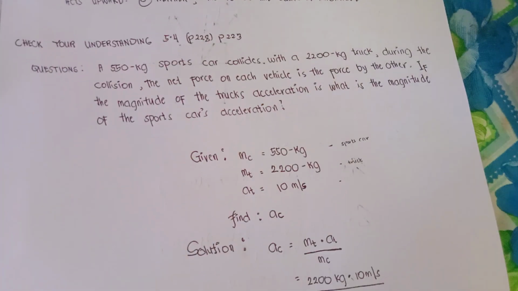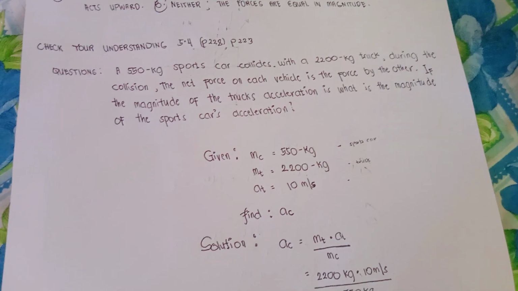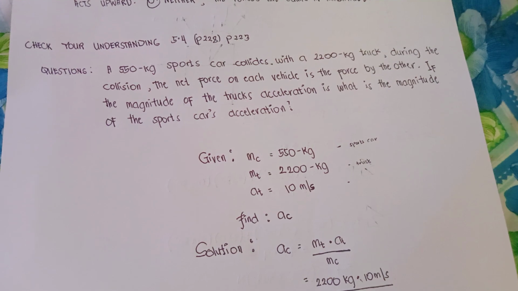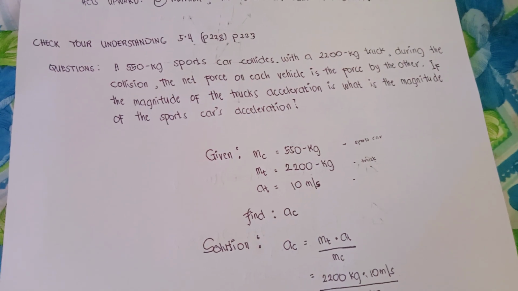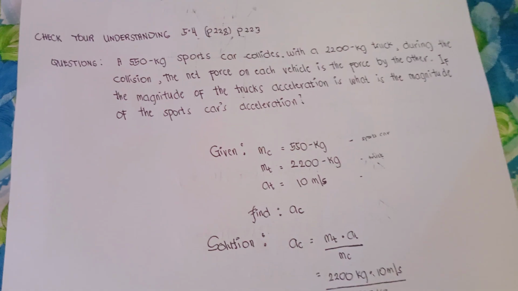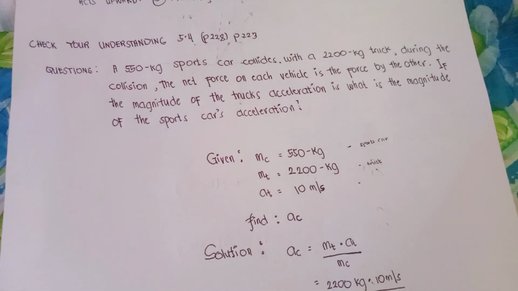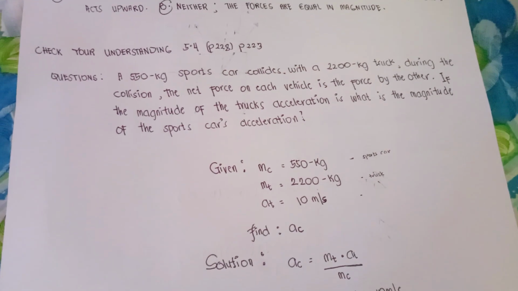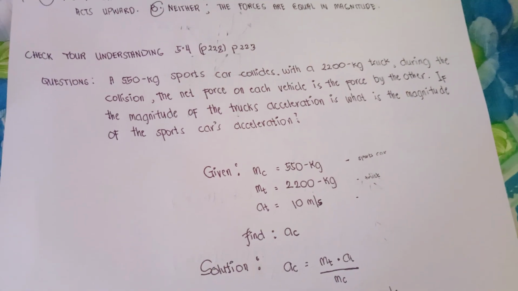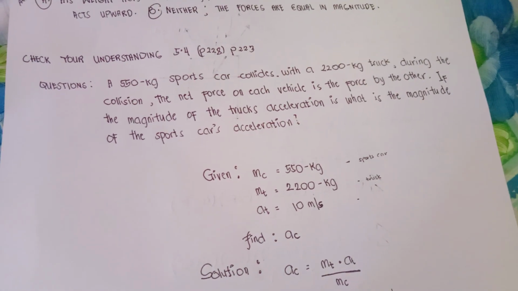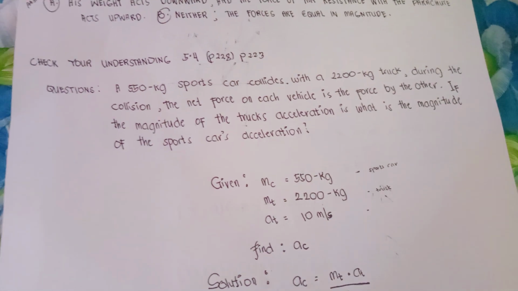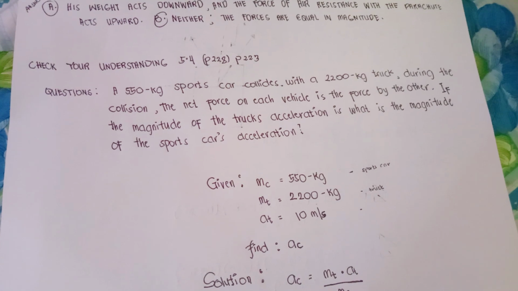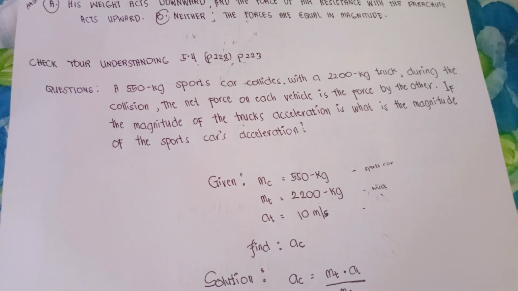Next, Check Your Understanding 5.4, page 223, problem set number 2. A 550 kg sports car collides with a 2,200 kg truck. During the collision, the net force on each vehicle is the force by the other. If the magnitude of the truck's acceleration is 10 meters per second squared, what is the magnitude of the sports car's acceleration?